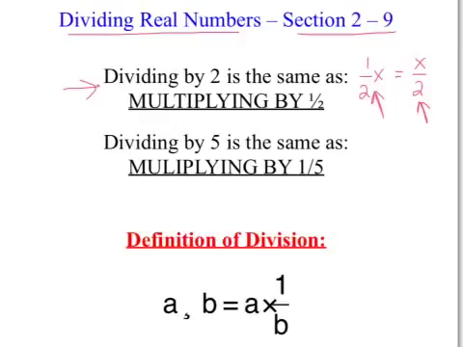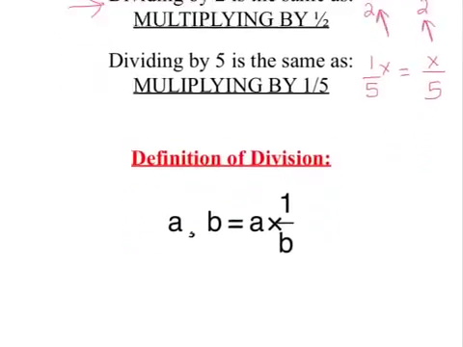So could you write what you think that would look like with a variable? Okay, I'll give you a second. So I'm hoping you see that 1/5 of x is the same thing as x divided by 5, making sure that that variable is in the numerator. All right, well, that's actually basically the definition, guys, of division.